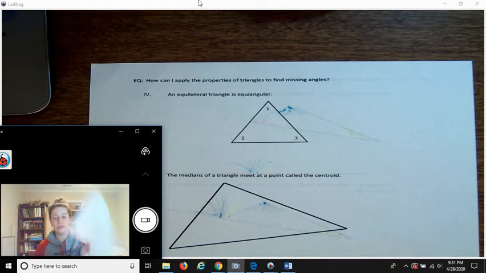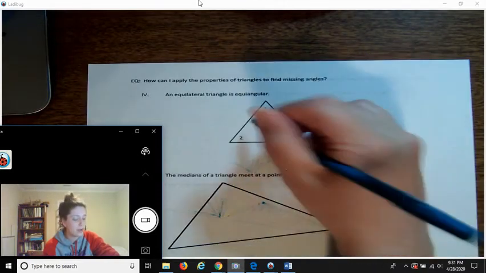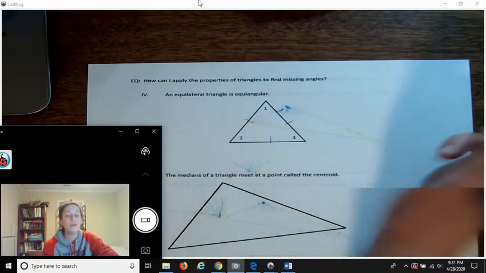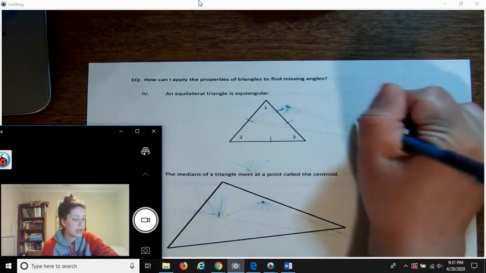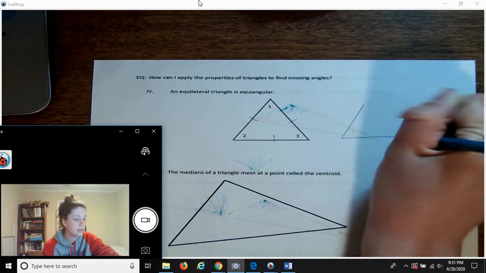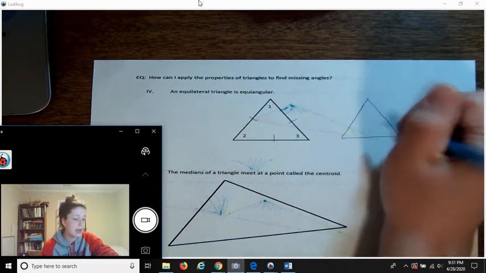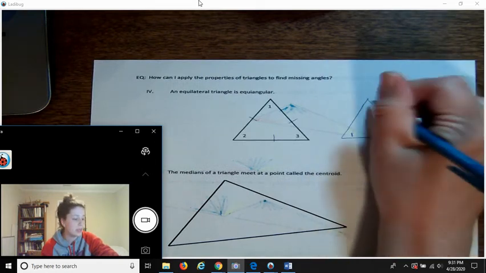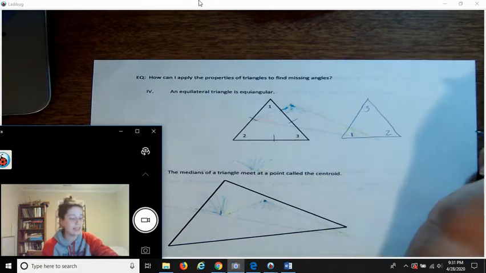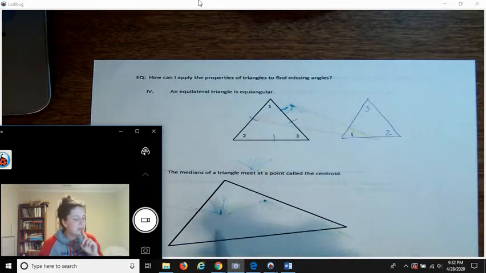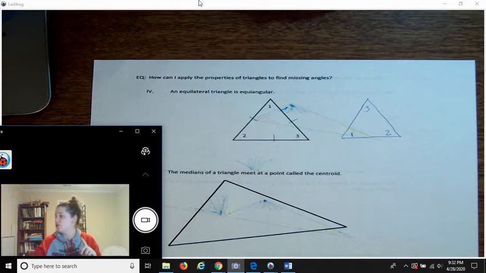Equilateral triangles are equiangular. Equilateral means that all the sides are the same. What I would have had you do in class was cut this out, and you would have been able to flip it around and see that you could have maybe angle 1 here, angle 3 there, angle 2 there, and it's still the exact same triangle. They look exactly the same.